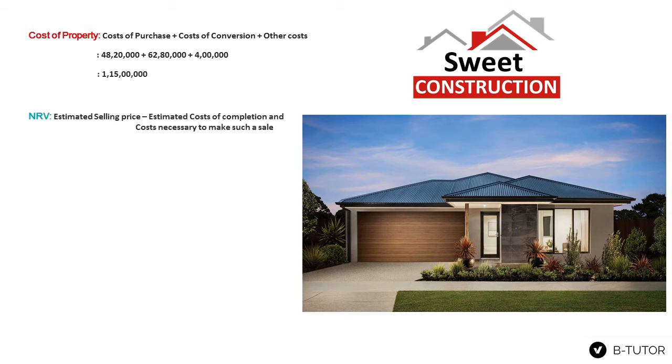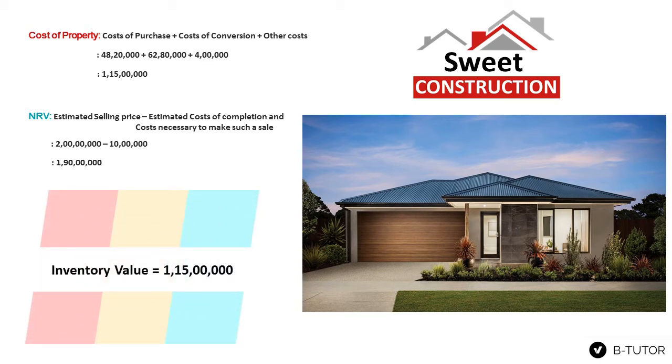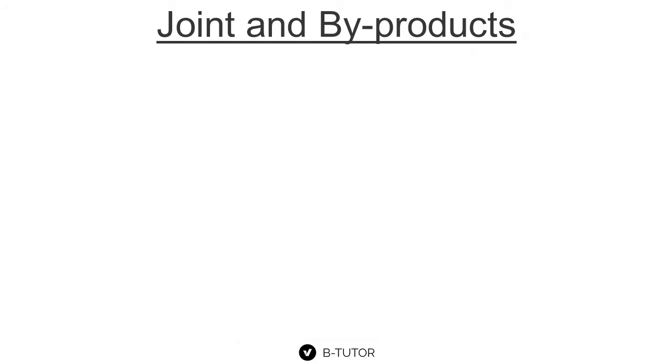Net realizable value is the estimated selling price minus estimated cost of completion and estimated cost necessary to make a sale. Estimated selling price is 2 crore. Building is already finished, so there is no cost of completion, and estimated cost necessary to make sale is 10 lakhs. So the NRV comes to 1.9 crore. Inventories are valued at lower of cost or net realizable value. In our case, it's cost. So value of inventory, the building, is 1.15 crore. Clear?